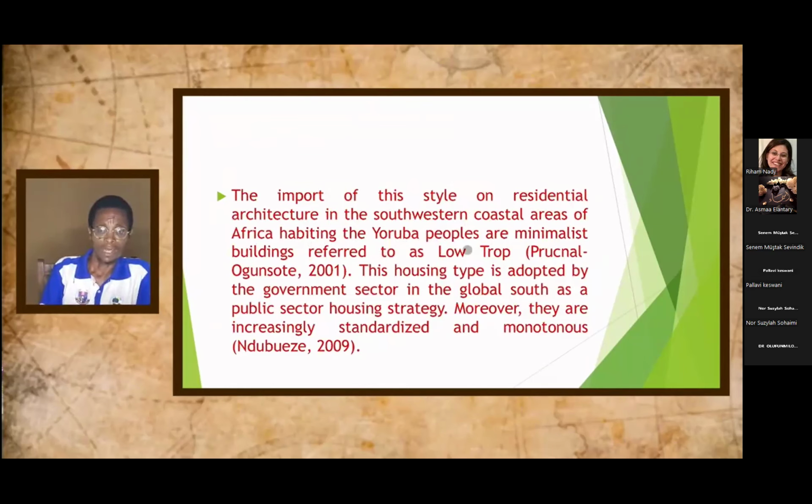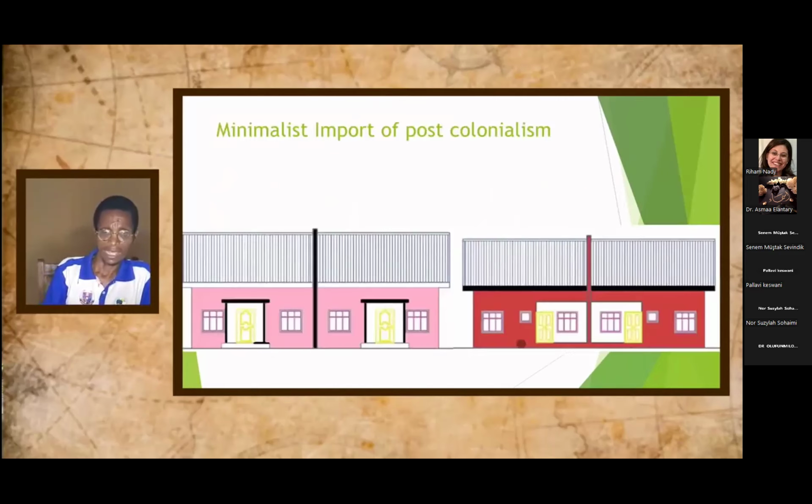people, is minimalist architecture. The import of the post-colonial architecture on residential buildings is minimalist architecture, which is usually very monotonous, as can be seen from this plate.